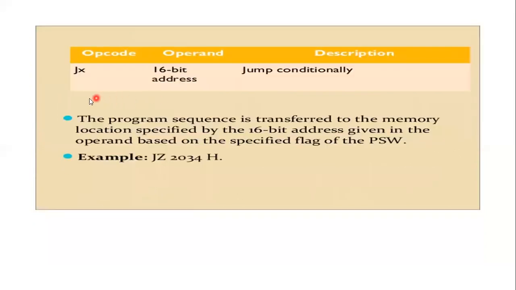Next opcode is JX. So operand is a 16-bit address. Jump conditionally. Here the program sequence is transferred to the memory location specified by the 16-bit address given in the operand based on the specified flag of PSW. So jump on condition, JZ, the address.